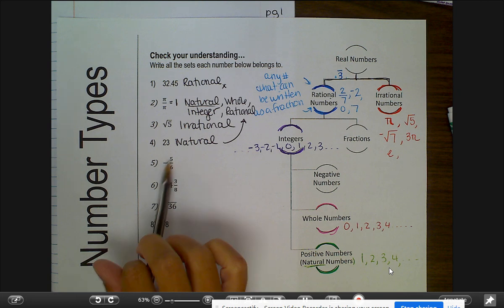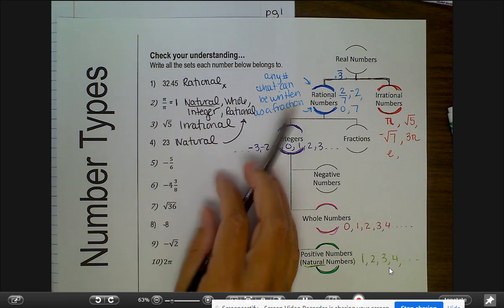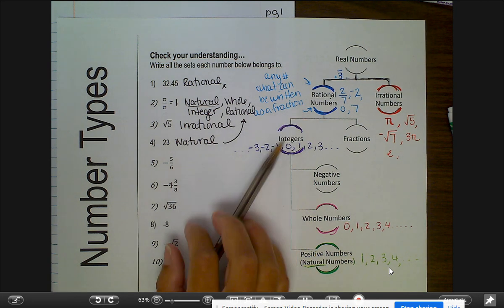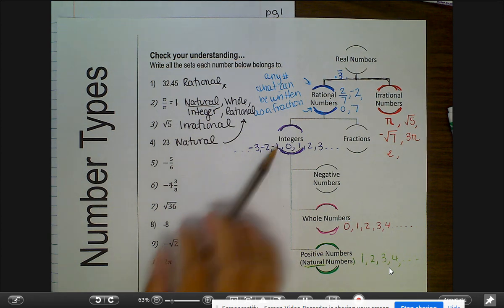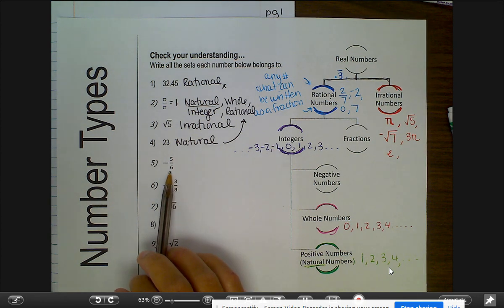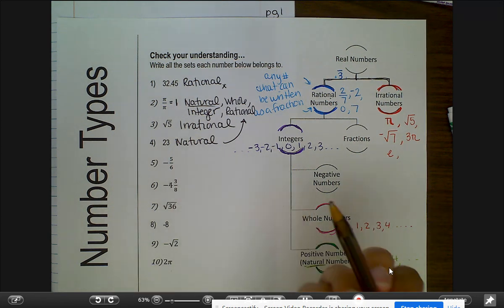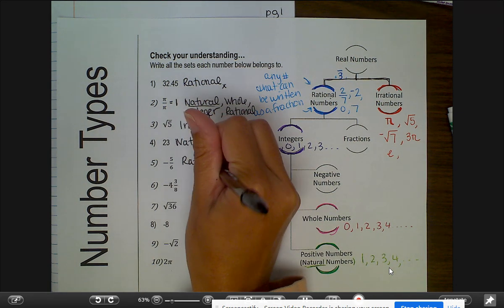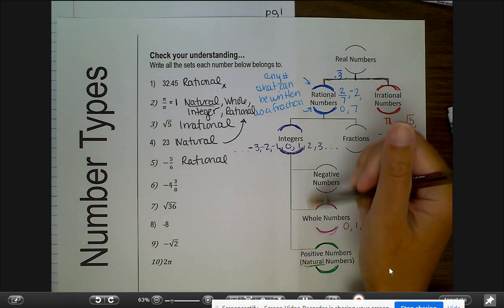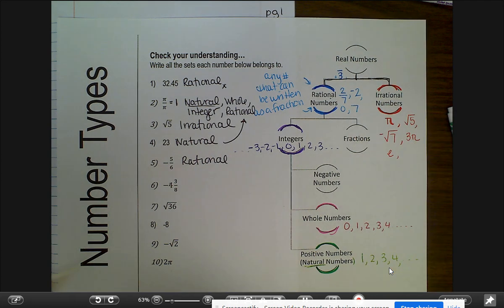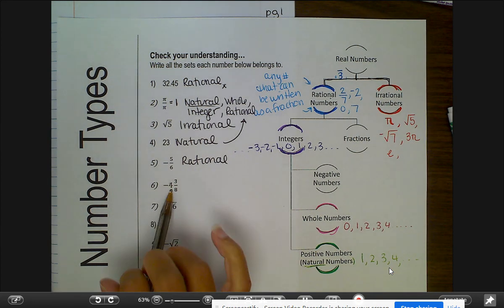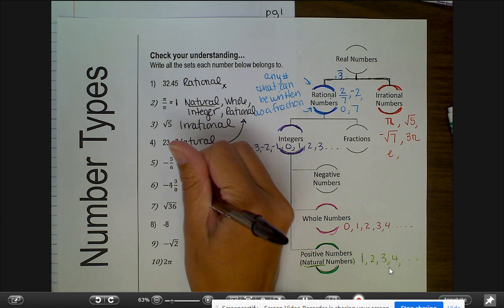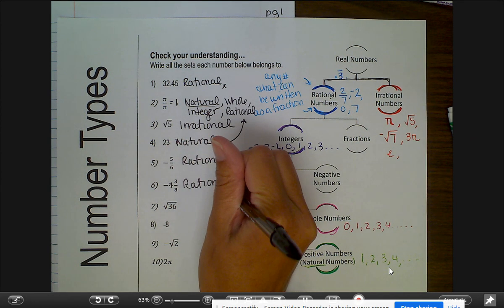Now, -5/6, that's a fraction, and it can't get any better than that. Like it can't be an integer because 5 does not go into 6, or 6 does not go into 5 rather. So the best we can do here is rational. We can't classify any further because that's living in fraction land. Okay, same thing here. We are rational because that is living in fraction land.